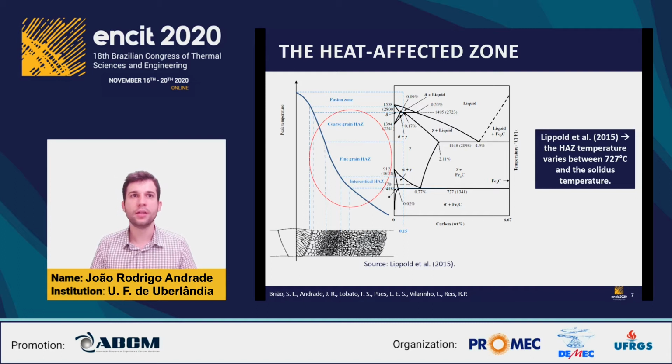Lippold claims that, for the iron-carbon diagram, the HAZ temperature range varies between 727 degrees, which corresponds to the lowest austenitization temperature, and the solidus temperature, which is the maximum where the alloy is still a solid. This figure represents the iron-carbon diagram and the related regions in the welding process. We can, for instance, observe a sketch of the HAZ, which is composed of fine and coarse grains.